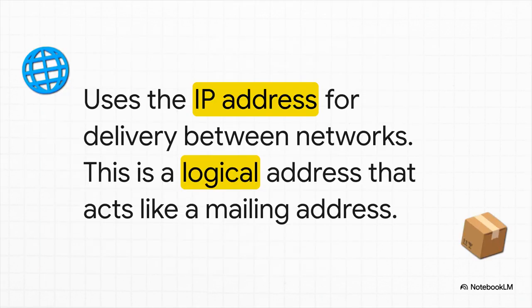Now, to navigate this huge global system, it needs a different kind of address, the IP address. And here's a crucial difference. Unlike that permanent burned-in MAC address, your IP address is temporary. It's logical. It's assigned to you by your network. It's like your full mailing address: street, city, state, and most importantly, the zip code. It's what tells the global postal service which country, which city, and which neighborhood to send your package to.